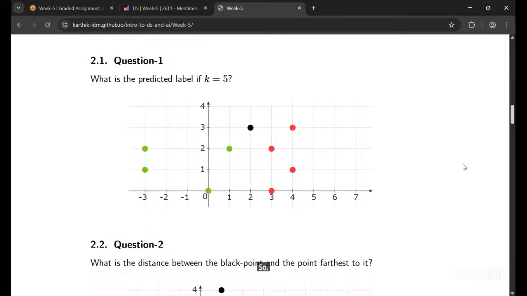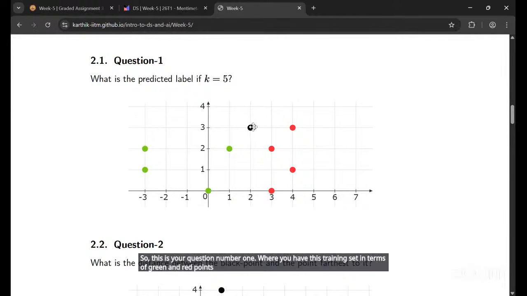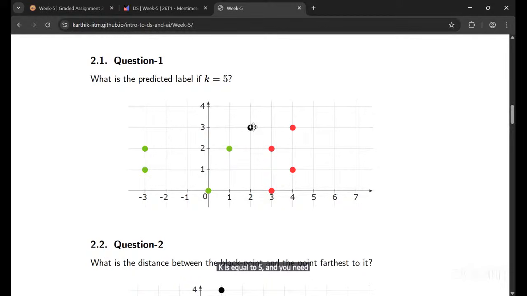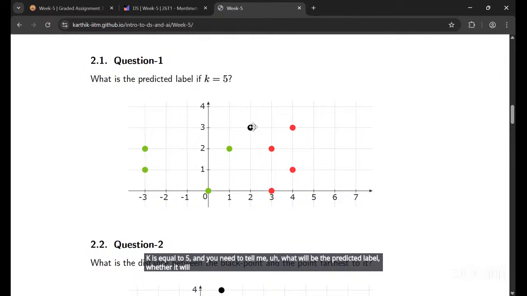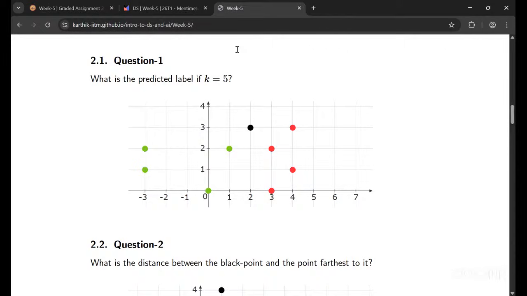So this is your question number 1, where you have this training set in terms of green and red points. You have a black test point. K is equal to 5, and you need to tell me what will be the predicted label, whether it will be green or red. Okay, please mark it on the Menti.